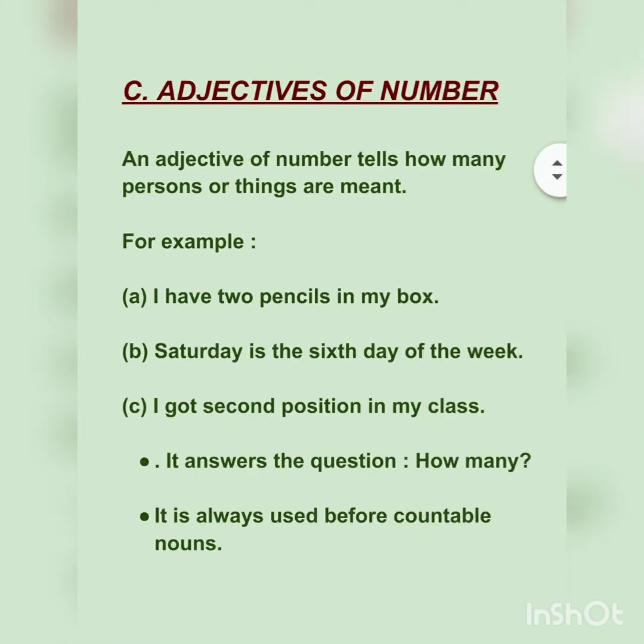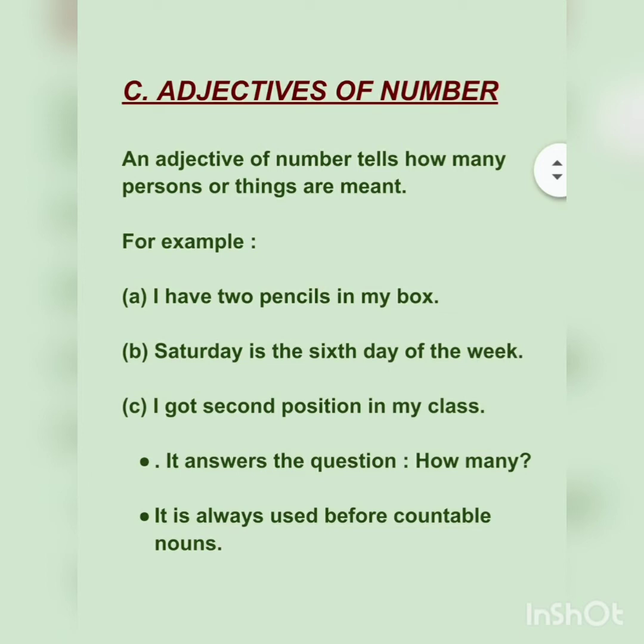The third adjective is adjective of number. An adjective of number tells how many persons or things are meant. That means a word that is used before a countable noun and tells about the number of a noun or pronoun, that is called adjective of number. For example, I have 2 pencils in my box. How many pencils are there in my box? 2. So here the word 2 is adjective of number. Saturday is the 6th day of the week. Saturday is the which day of the week? 6th. So here the word 6th is the adjective of number. I got second position in my class. Which position is got by me in my class?